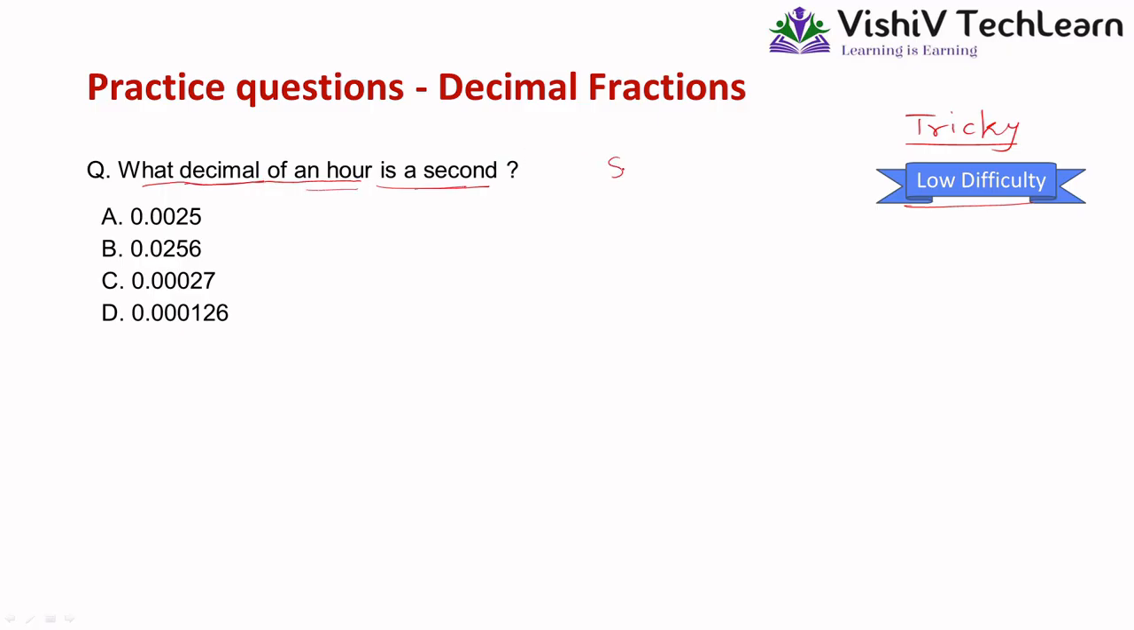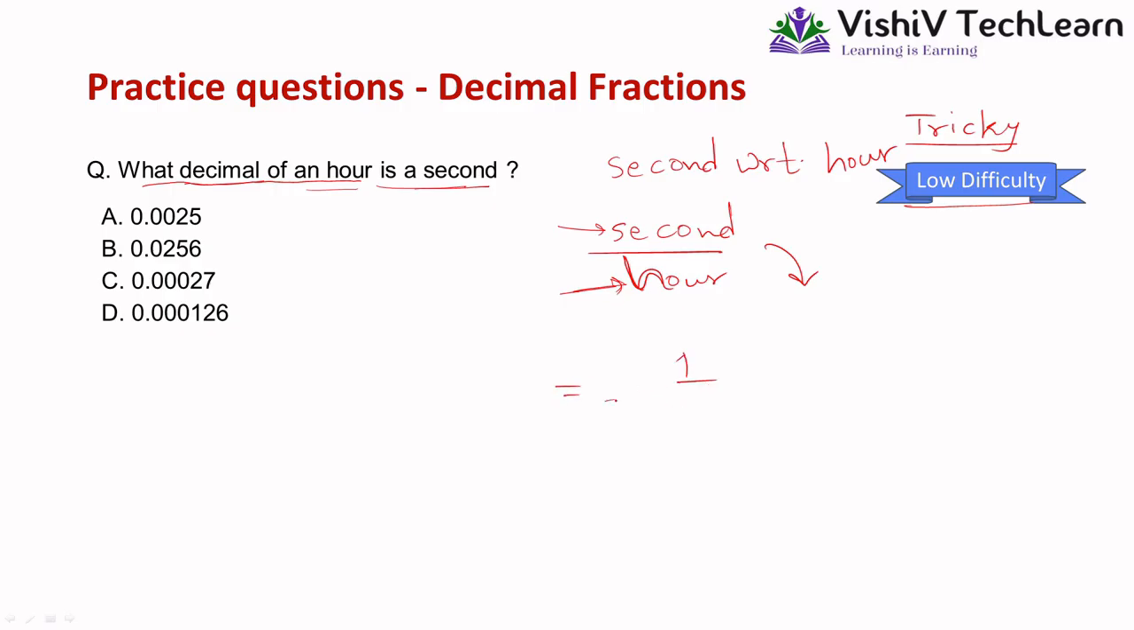So we have to compare second with respect to hour. Okay, so second we can consider in numerator, and hour we can consider in denominator. Now to compare this, or to further to solve this, we have to convert either second into hours or hours into seconds. Now converting hours into second is simple, so let's do that.